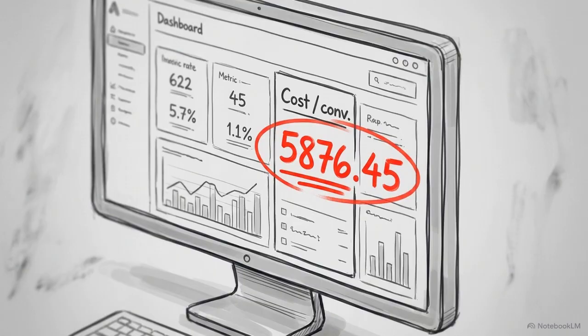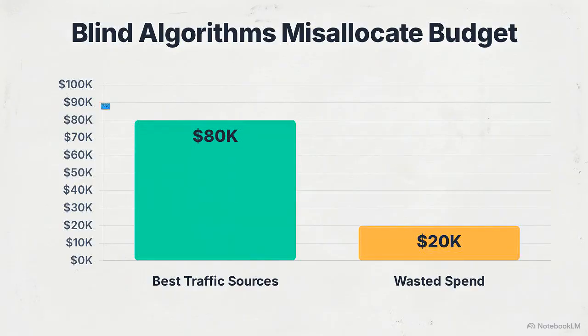This creates a direct financial penalty. Google's smart bidding algorithms require precise data to calibrate target CPA. When they operate blindly on partial conversion counts, they inevitably misallocate budget and suppress bids on your best traffic sources.